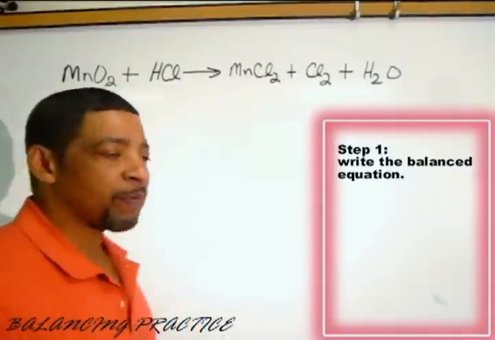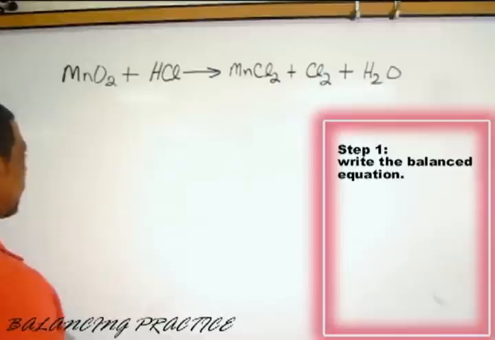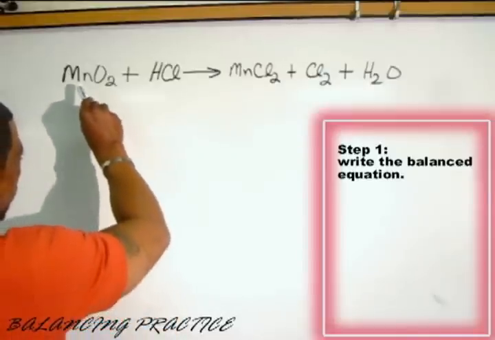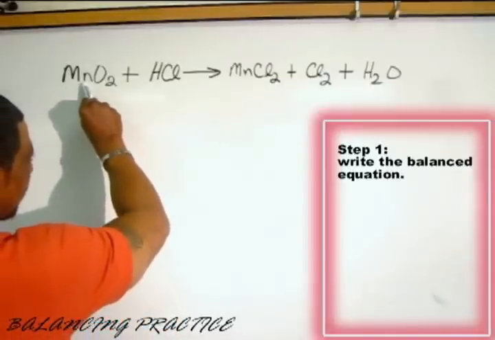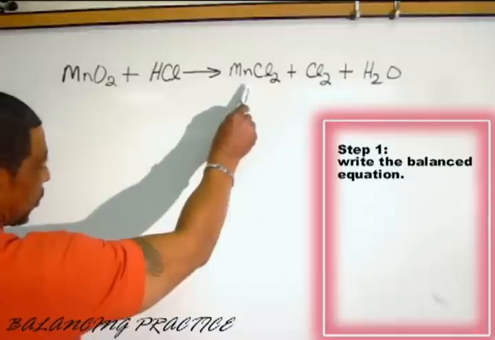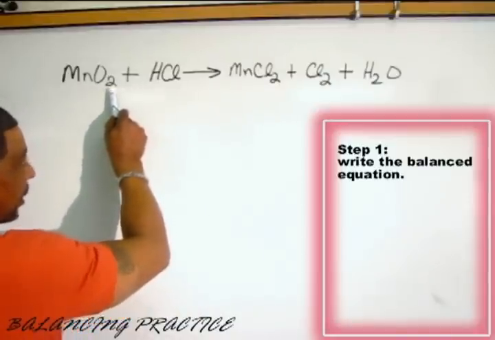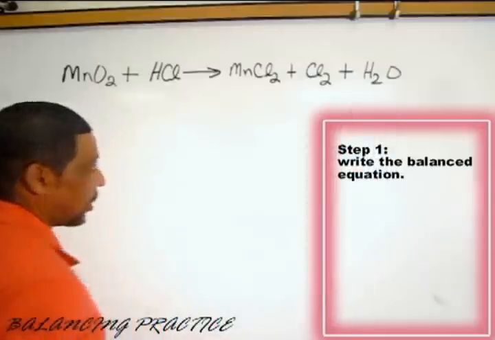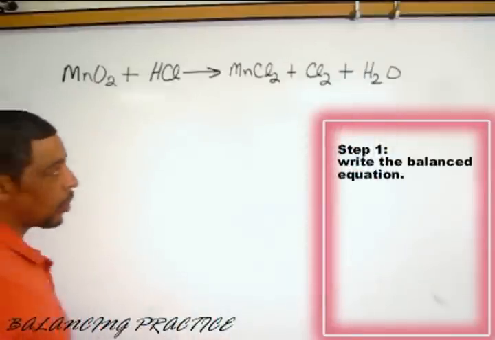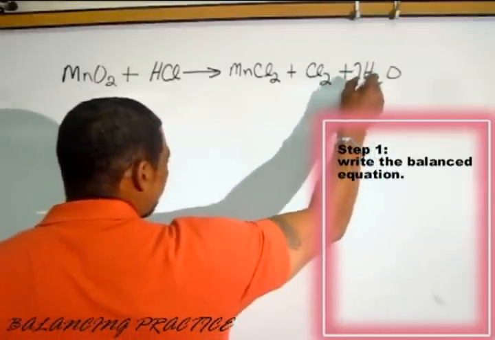At this point, let's balance this chemical equation where 1 manganese is located on the reactant side and 1 manganese is located on the product side. 2 oxygens are on the reactant side and 1 oxygen is on the product side. So let's begin by placing a 2 in front of water.